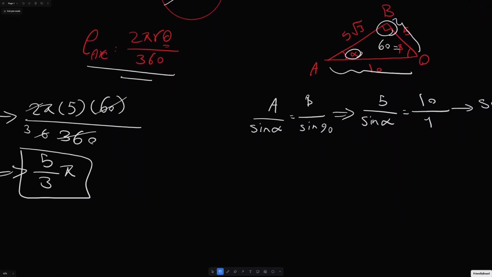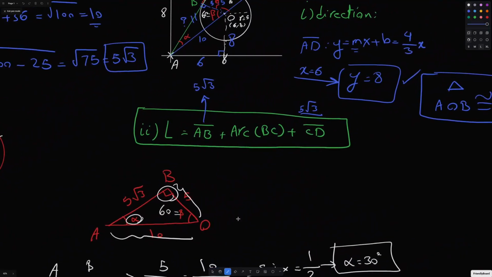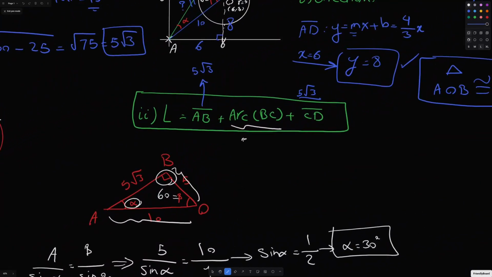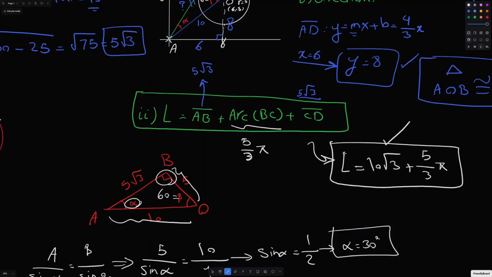So now let's put everything together. This is going to be the length of an arc, which was, how much was it? 5 over 3 pi. Okay, so now let's see what we have. The length of the shortest path is going to be 2 times 5 square root of 3, so it's going to be 10 square root of 3 plus 5 over 3 pi, and that's the solution for this problem.